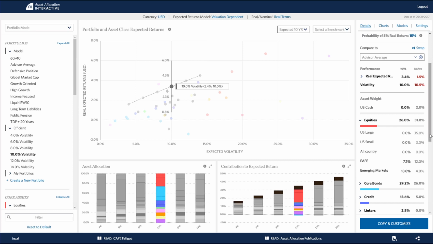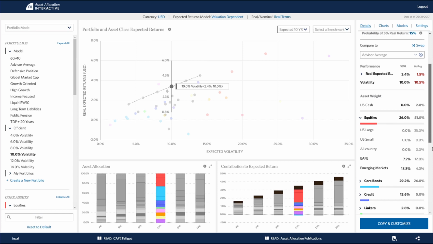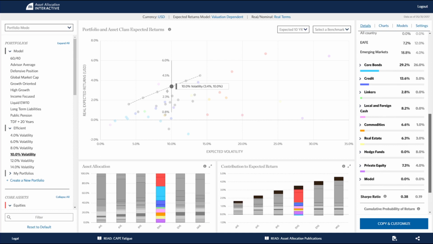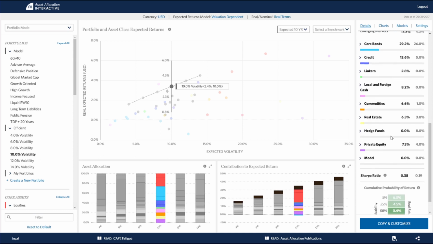How much does the 10% vol efficient portfolio have in private market asset classes? That's a good question. So let's scroll down here and we can see that when we look at things like commercial real estate, 6% versus 3, no hedge funds in the 10% vol portfolio, but 7.3% in private equity. So there's, call it 10, 11% in alternative non-public assets.